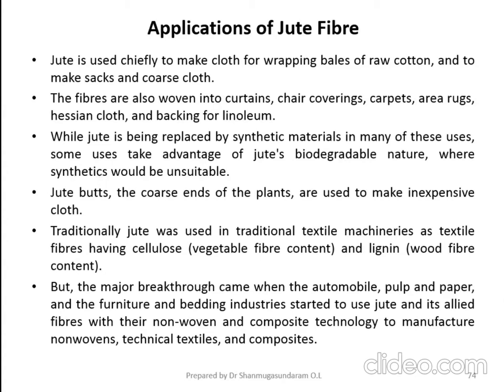Then coarser ends of plants are used for making inexpensive cloth. Traditional jutes are also used in textile machinery as well as textile fibers having cellulose and lignin. But the major breakthrough came when the automobile, pulp and paper industries, and the furnishing and bedding industries started to use the jute plant and its allied fiber in non-woven form.